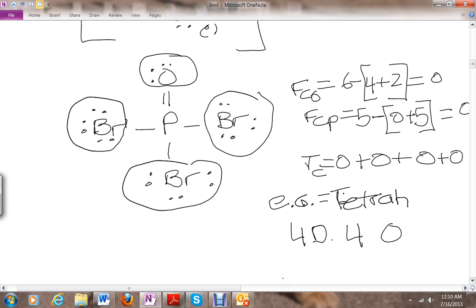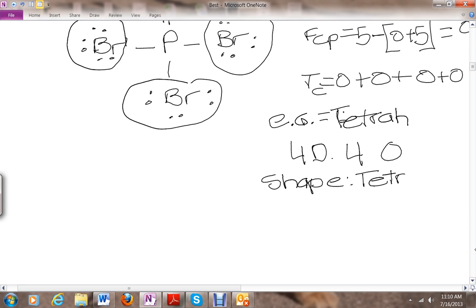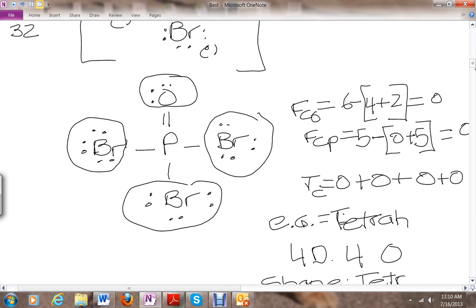And what would be the shape of the molecule? Molecular shape or molecular geometry would be tetrahedral. Remember, when we got 4 and 0, it is tetrahedral, tetrahedral. Now let's look at the polarity. Is it symmetrical? No, because one of the atoms is different. So the pull of this oxygen is different from the bromine, which is going to be higher. So it's polar.